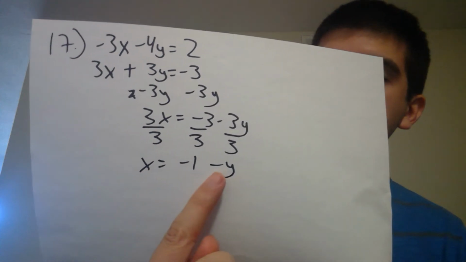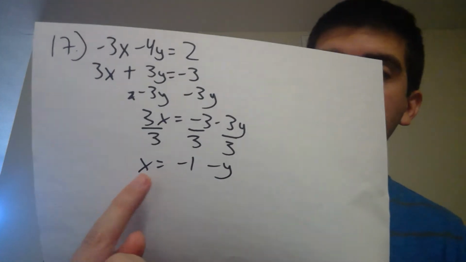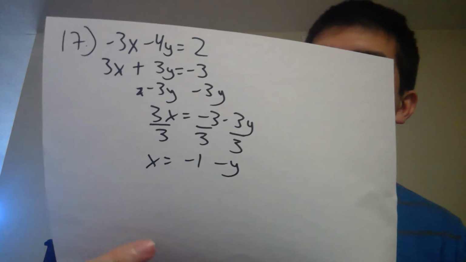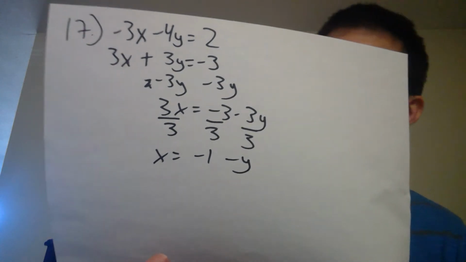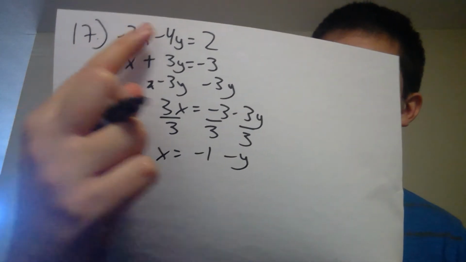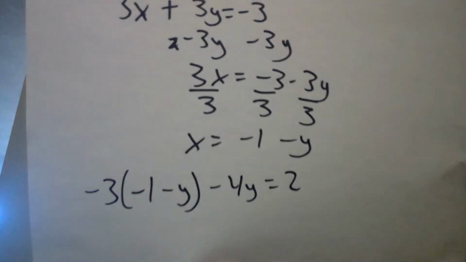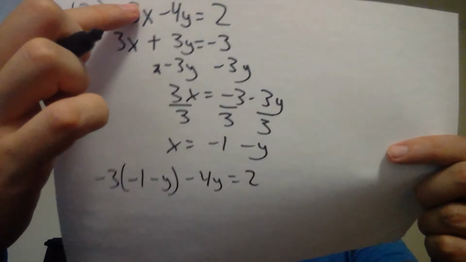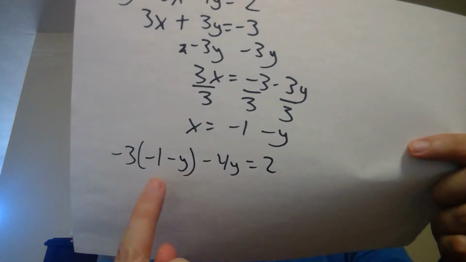Now that x is successfully isolated, I'm going to plug it into the other equation, which means this top guy, and then solve for the other variable, which would be y in this case. So I'm going to take this, I'm going to sub it into this top equation. So in the top equation, you'll note it says negative 3x minus 4y. So it's going to be negative 3 times negative 1 minus y. That's the idea. So again, wherever I see an x in this top equation, I just remove the x and I substitute it in this guy.